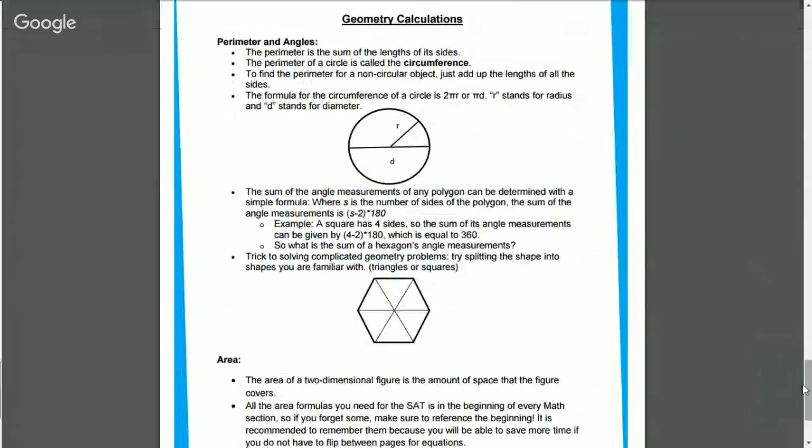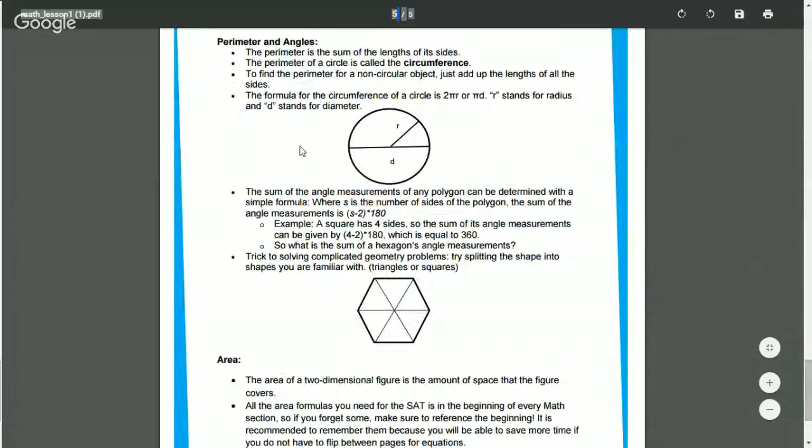Now, geometric calculations. The perimeter is the sum of all the sides, and the perimeter of a circle, quote unquote, is the circumference, whose formula is given by 2 times pi times the radius. And the formula for angle measurements is s minus 2 times 180. For example, given a square, we have 4 sides, plug it in, and then you get 360.